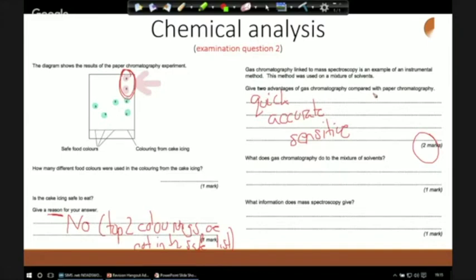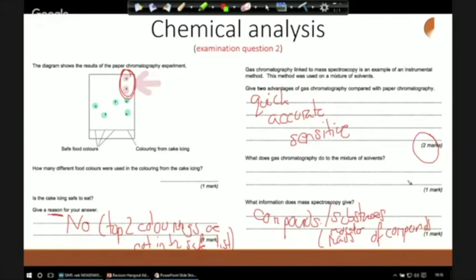Now finally, what information does mass spectroscopy give? Well, essentially, it tells us what compounds, if I can spell, or substances we find. The compounds or substances within, or specifically, you could say the mass, the molecular mass of the compounds.